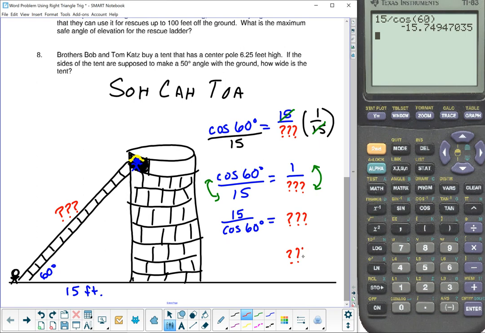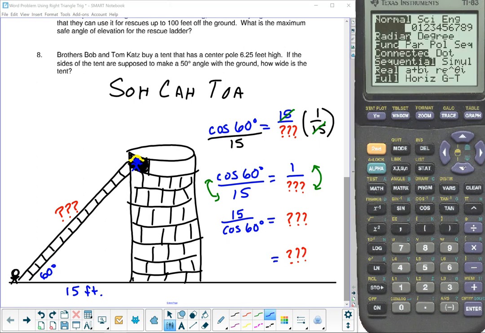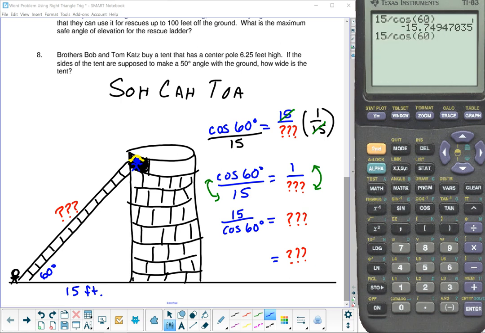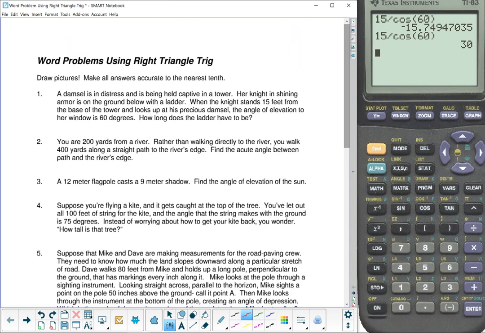That's definitely wrong because that ladder cannot be negative 15 feet long. But as soon as I change it from radian to degree mode and type in the same thing again, I get 30. So that ladder is going to be 30 feet. So he needs a 30-foot ladder. So number one, how long does the ladder have to be? 30 feet long.